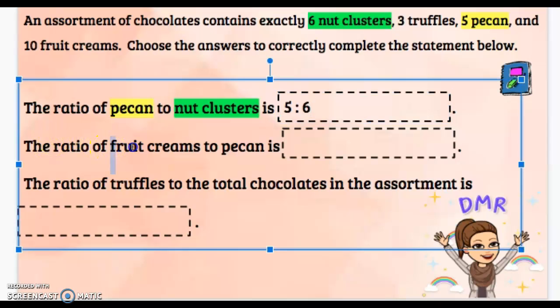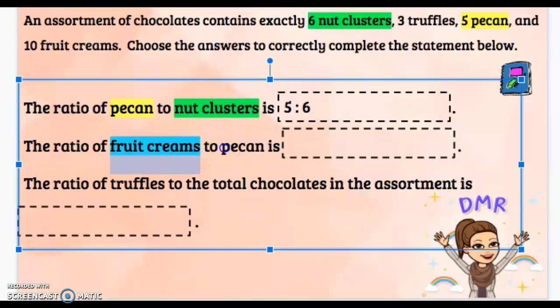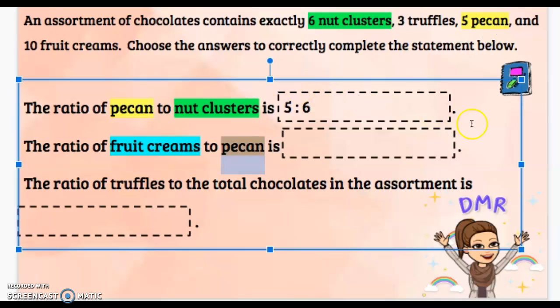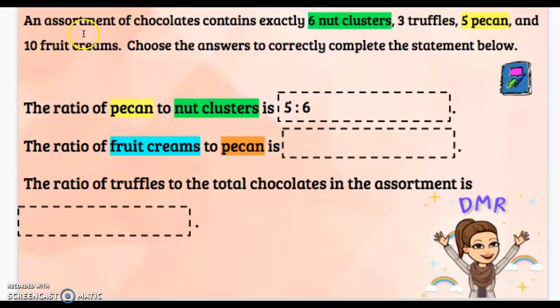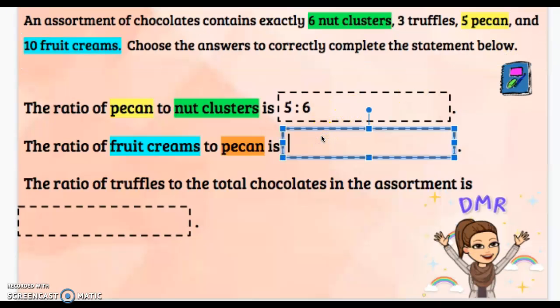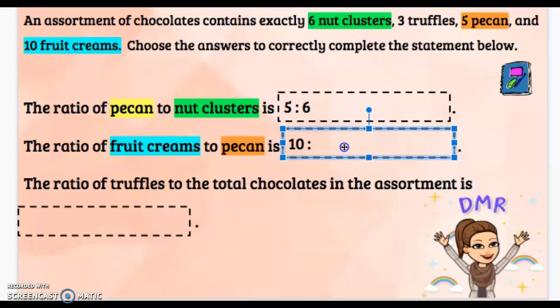The ratio of fruit creams to pecan is fruit creams to pecan. So how many fruit creams do I have? I'm looking at my problem. That's clusters, truffles, pecan. Here's my fruit creams, so I'm going to highlight those blue to match. Fruit creams, 10. Colon, pecan. Well, it's yellow, so I'm going to make it orange now. Pecan, there's 5.